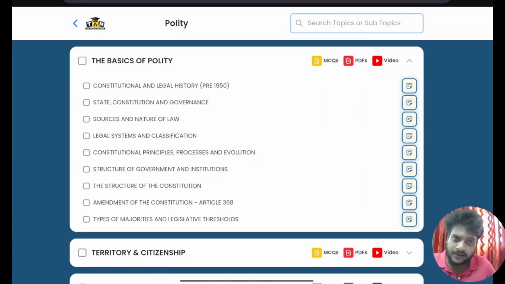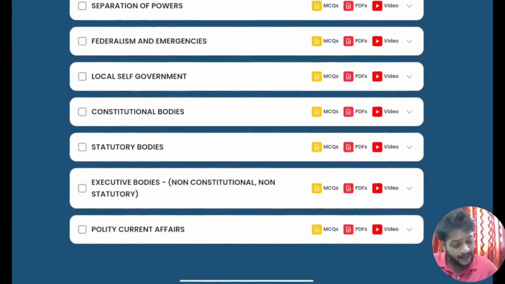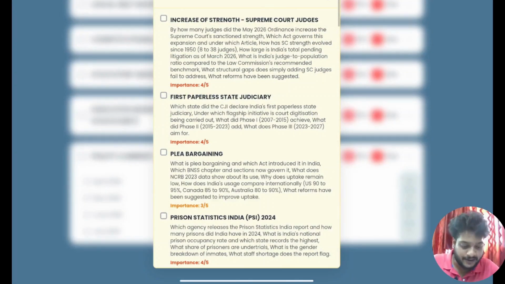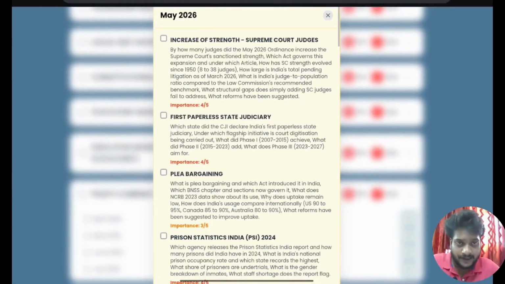Nevertheless, you do this for every single topic of polity, including current affairs that are added over here. So we already have May, April to July. So for example, these would be the May current affairs. You go through these. If you can answer these questions, it does not matter what newspaper you're following, what course you're following, what monthly magazine you're following. Just ensure you can answer these questions.